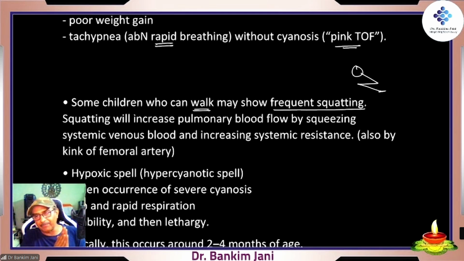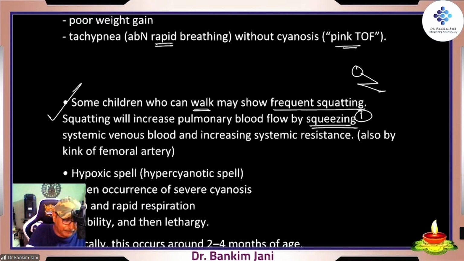From the inferior vena cava, it will go into the right atrium. From the right atrium, it will go into the right ventricle. So it will be pushing, right? Because of this, instead of the normal blood flow, a little extra blood is going into the pulmonary system. So it is because of the squeezing of the systemic venous blood. So this is one reason.